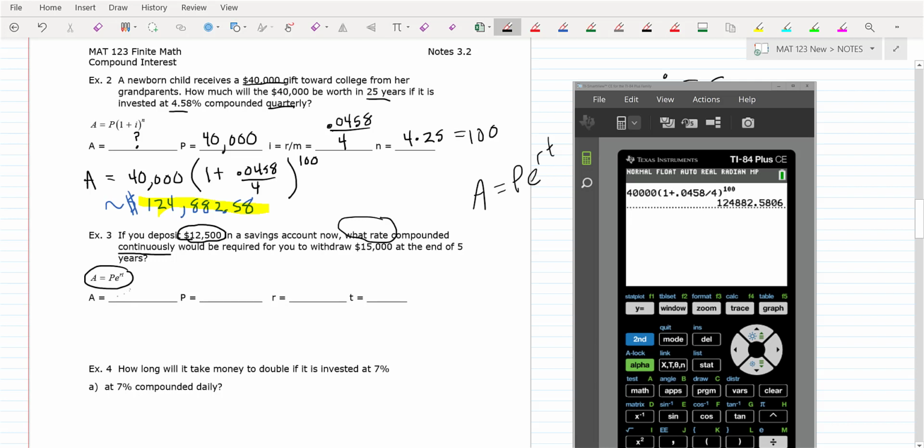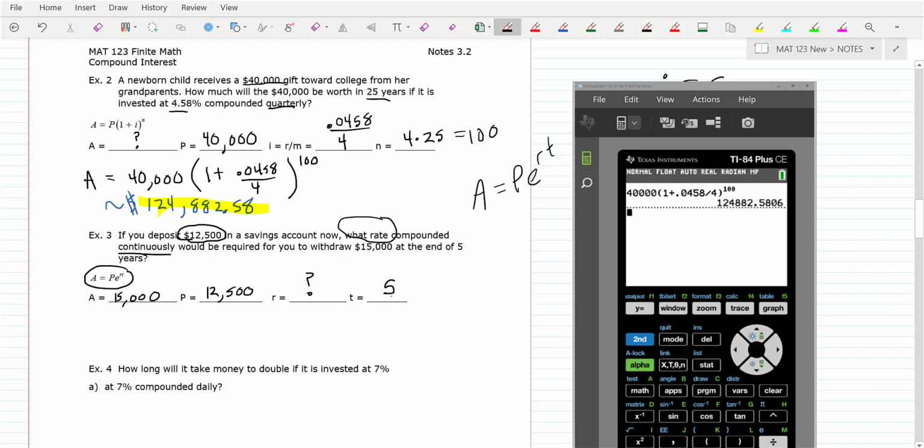Yeah, it's a withdrawal at the end. It's bigger. Okay, that's after interest. So you want to be able to tell the difference between the two. The principal is 12,500. The interest rate, you don't know what that is. And then the time on this, it says at the end of 5 years. So it will go like that.